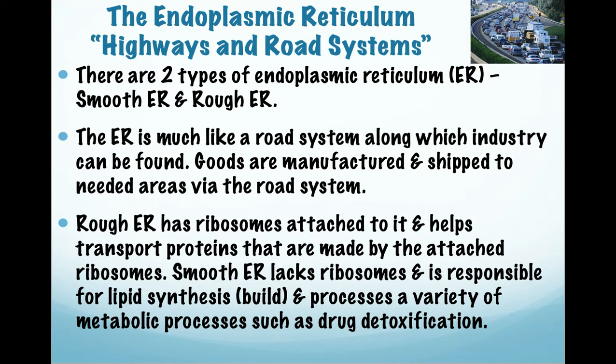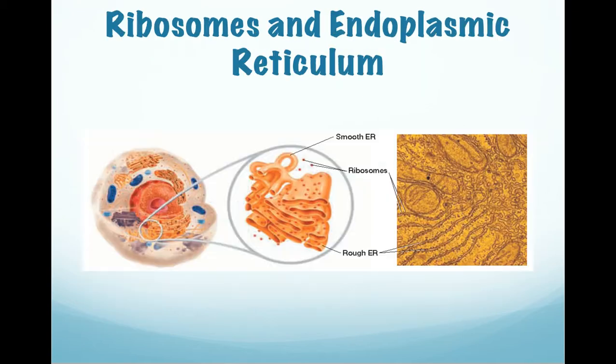The ER is compared to a highway or a road system. Very much so, because it moves things along and sends them through the endoplasmic reticulum out into the cell. The rough ER has those ribosomes attached, and it's going to move those proteins along. The smooth ER is responsible for making lipids, and it helps with things like drug detoxification and metabolism in the cell.